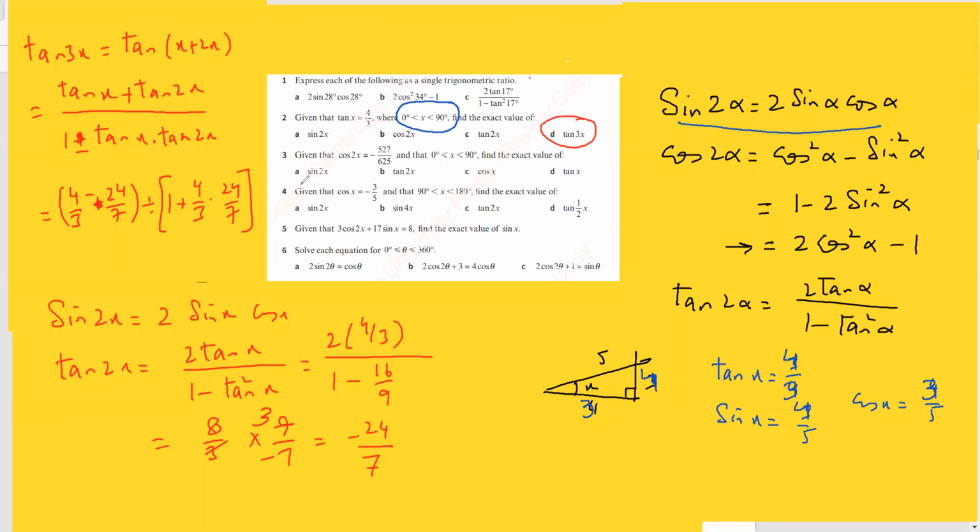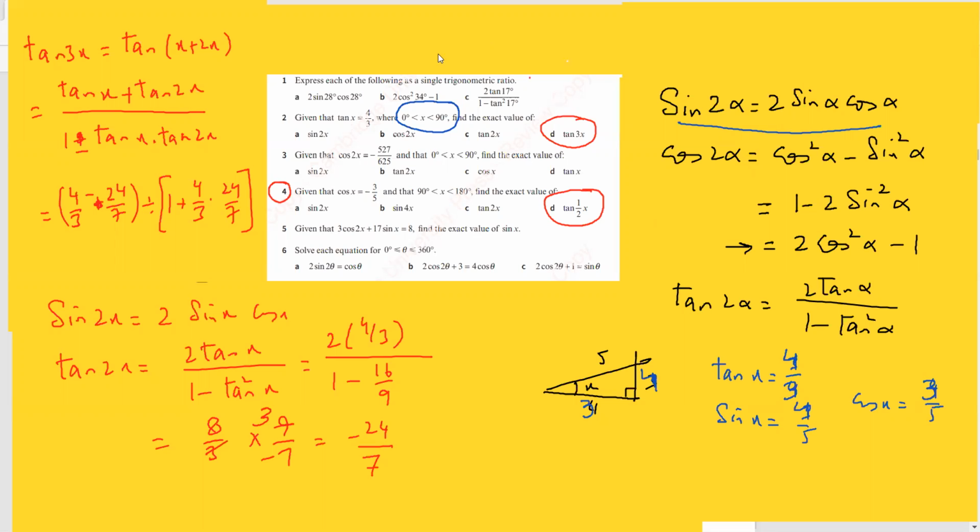How can I find, for example, if you look at this question number 4, how can I find this tan half x? Any suggestions? How can we find this tan half x? Tan half x plus half x is equal to tan x. Yeah, that's great. So please try that.